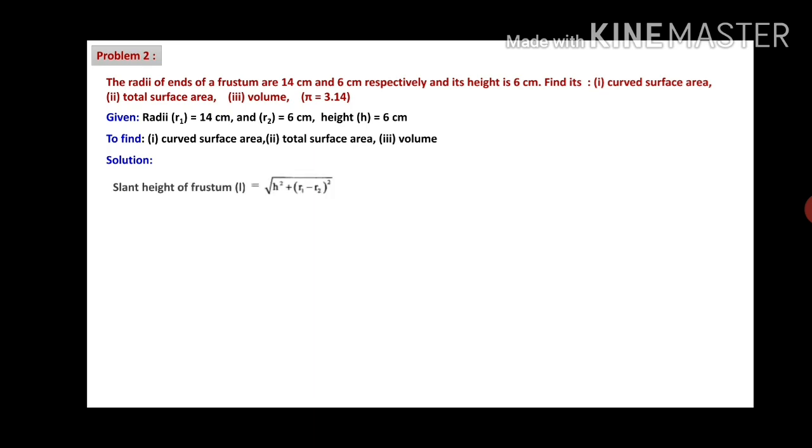Now we start. First of all, we will calculate the slant height of the frustum. L is equal to the square root of h squared plus (R1 minus R2) squared.